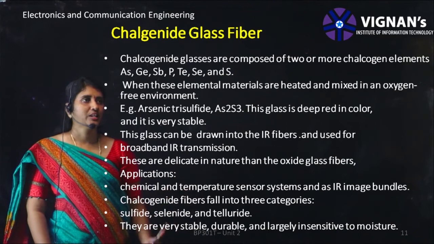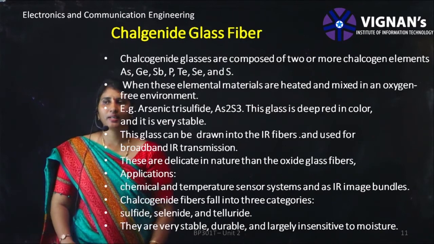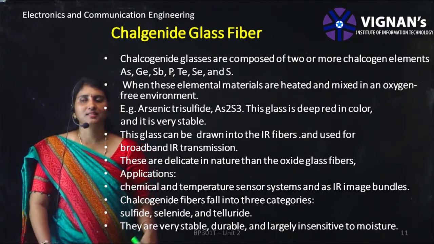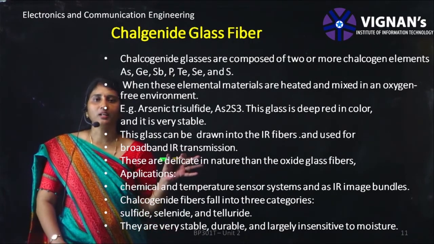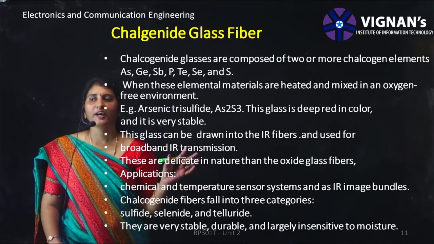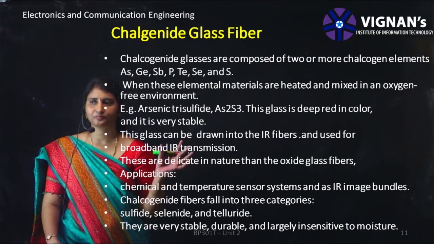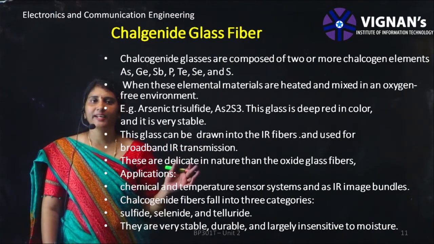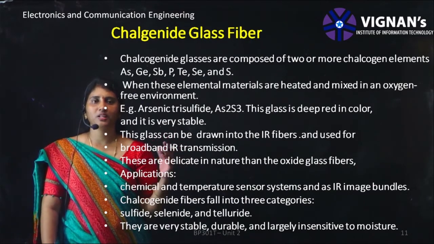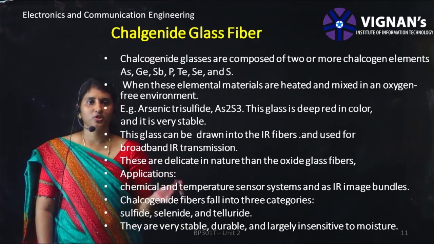Coming to the applications, these chalcogen compounds are used in chemical and temperature sensor systems, and they are also used in IR systems. These are very stable and can sustain harsh environments, and they are insensitive to moisture specifically. They fall into three categories: sulfides, selenides and tellurides. The combination of sulfide, selenide and telluride with other elements will give a chalcogen glass fiber.